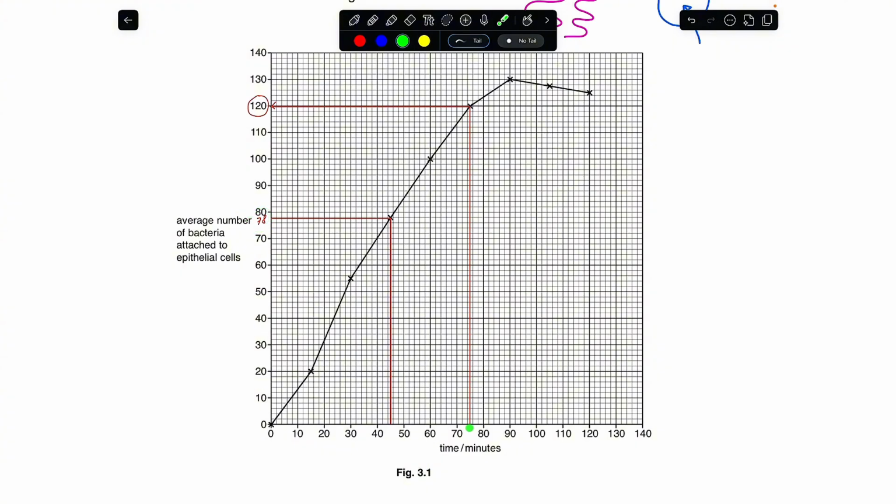Likewise, they gave you the other time frame, which was 75. So I would go from 75, I would come to the curve, and from here I would get my number of the bacteria, and this is 120. So I have got the average number of the bacteria at 45 minutes, which is this much, and at 75 minutes, which is this much.